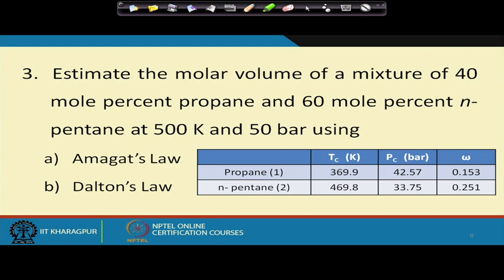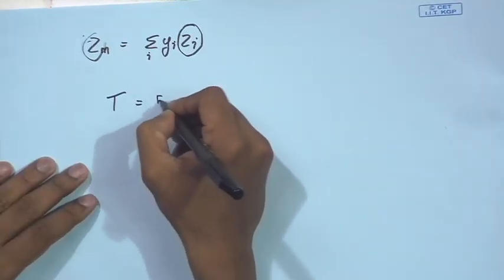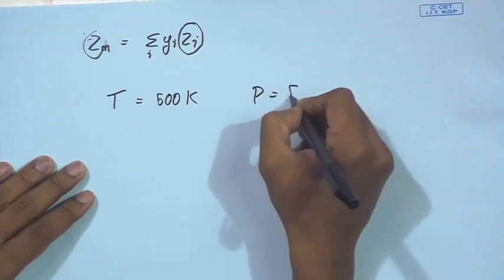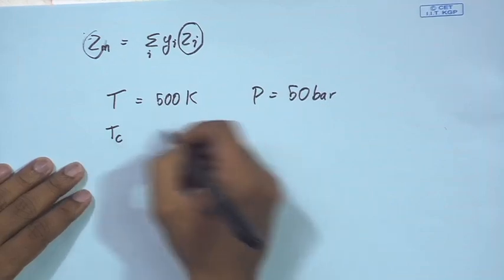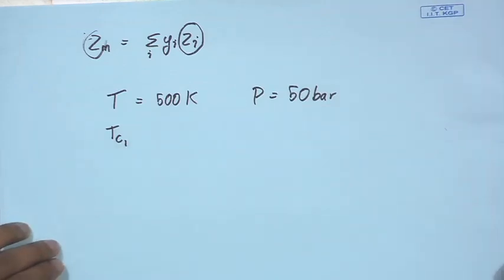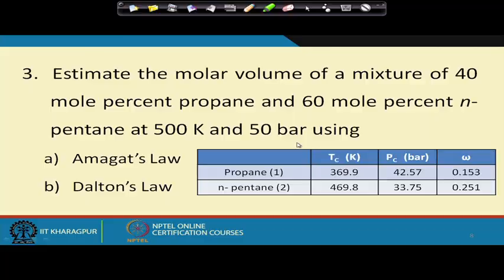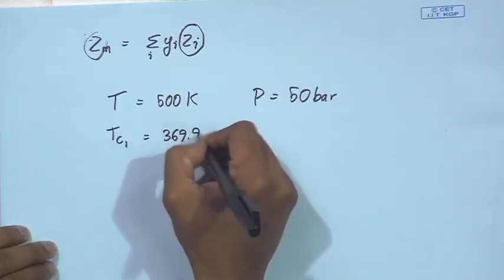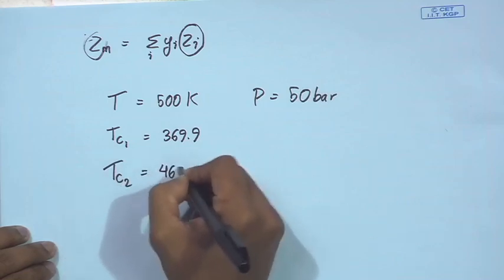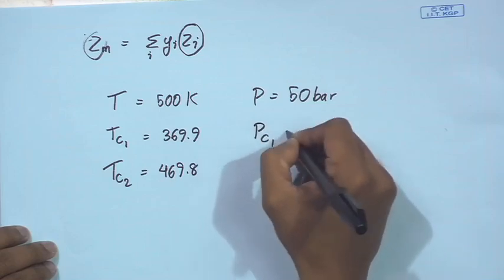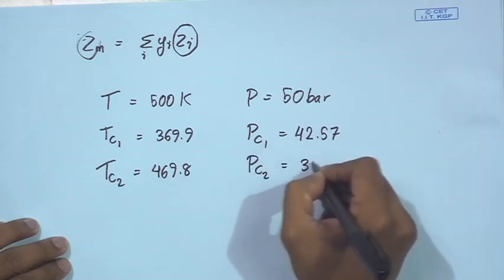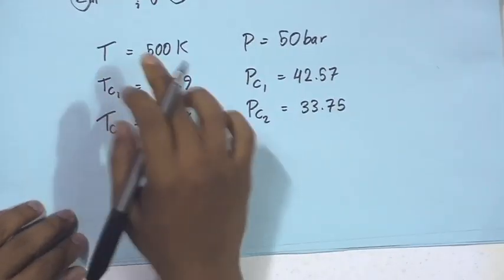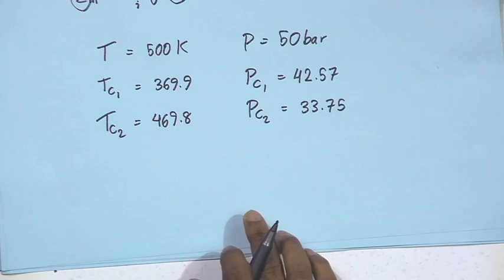Here we are given temperature is 500 Kelvin. We are given pressure, it is 50 bar. We are given critical temperature of component 1. I have mentioned propane as component 1 and N-pentane as component 2. So critical temperature of component 1 is 369.9, component 2 is 469.8. Critical pressure of component 1 is 42.57 and that of component 2 is 33.75. Okay, so we need to find out the reduced temperatures and reduced pressures of both these components.